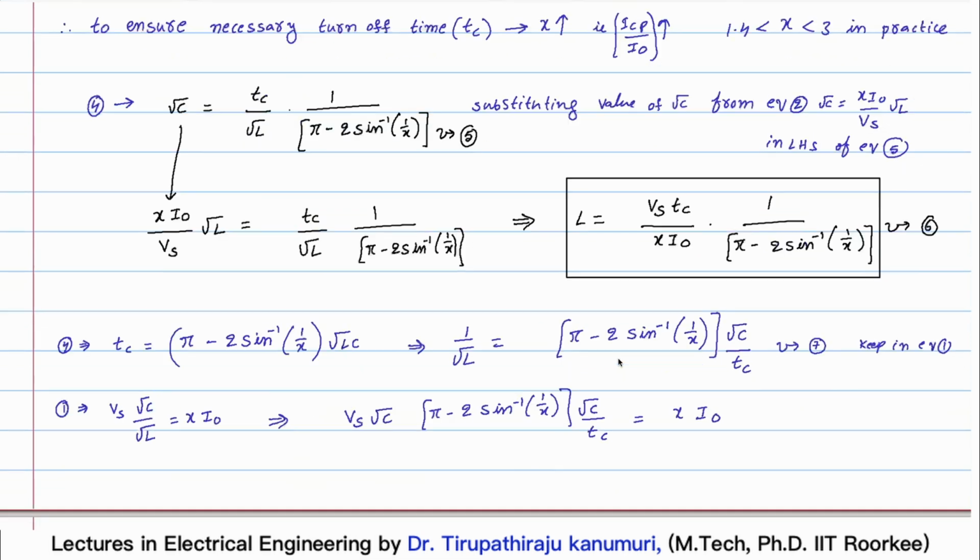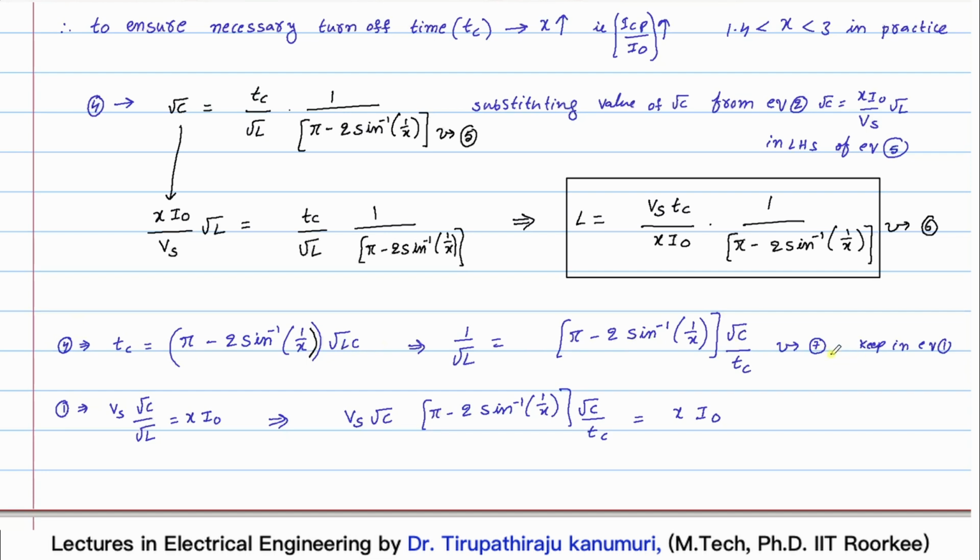So let us see how to calculate the value of C. For that, again I am taking equation number 4. What did we get in equation number 4? Tc is equal to pi minus 2 sin inverse of 1 by x into square root of LC. So from this, I can calculate the value of 1 by root LC. This root L I am bringing to the second side, the remaining I am bringing to this side. So 1 by root L is equal to, this term is constant, pi minus 2 sin inverse 1 by x. Here L is removed, so it becomes root C. This Tc comes to the denominator, so it will be by Tc. So this I am writing as equation number 7.